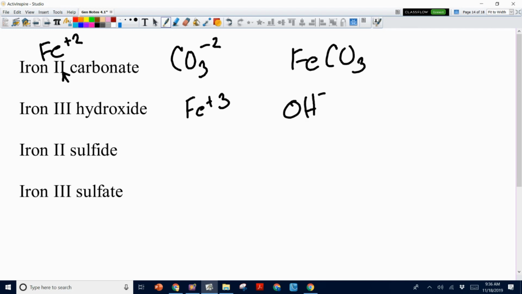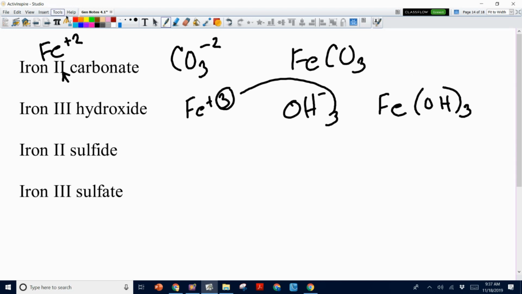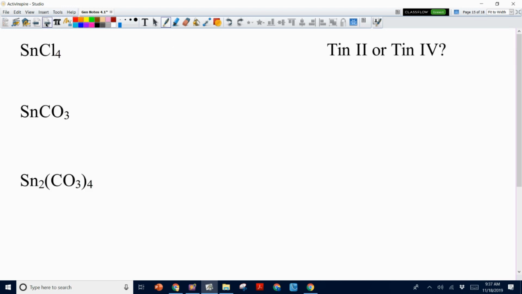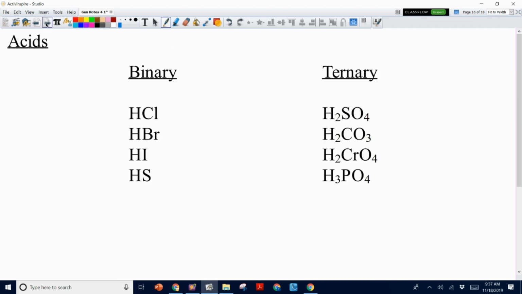So we swap and drop. We're going to have Fe. We don't write the 1. And then OH is going to have 3 of those. So we had to put it in parentheses. 3, just like that. Okay. All right, and so we're going to do these one step at a time, and we're also going to talk about acids separately, so I'm not going to go over that here.